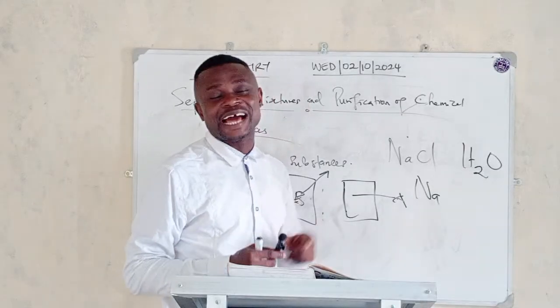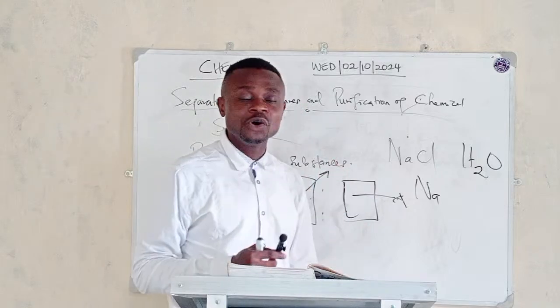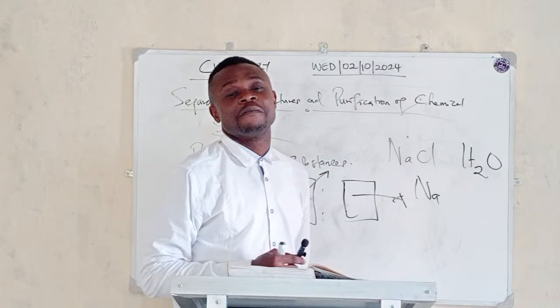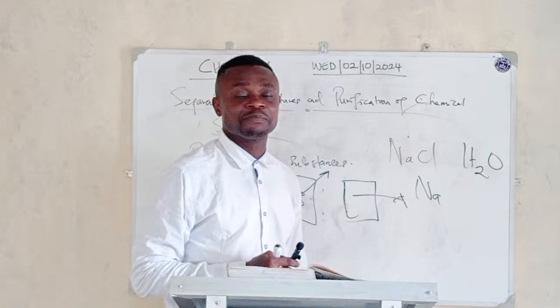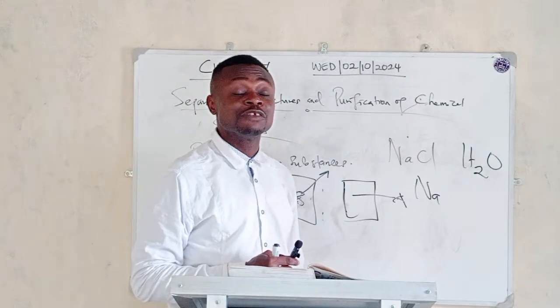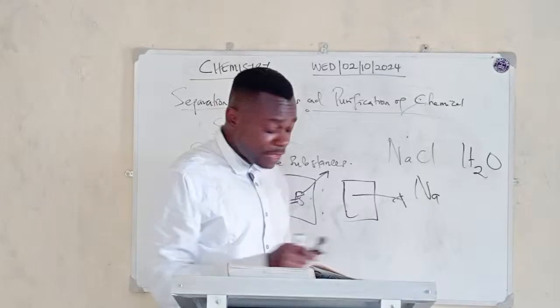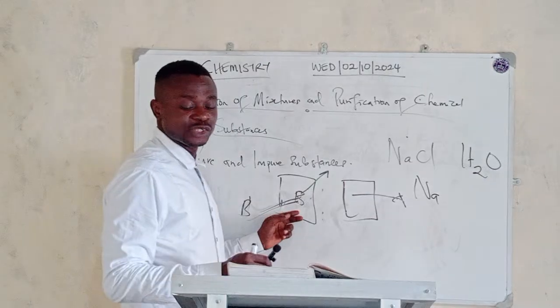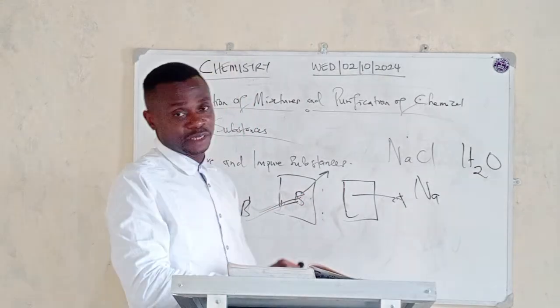But if it melts at the known temperature, at its melting point, that means B is actually what? Pure. There is no impurity in B.